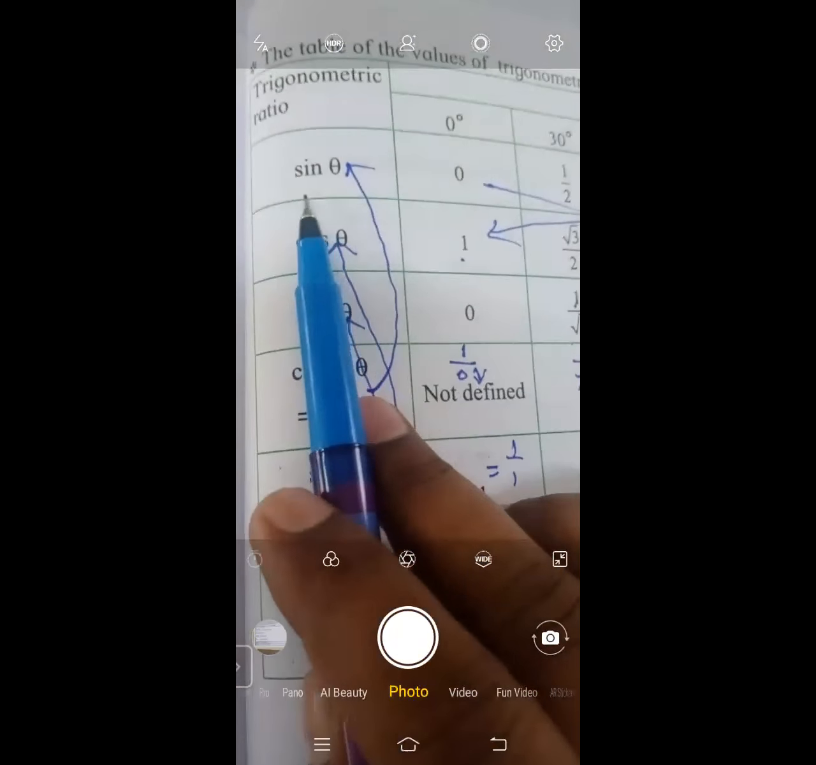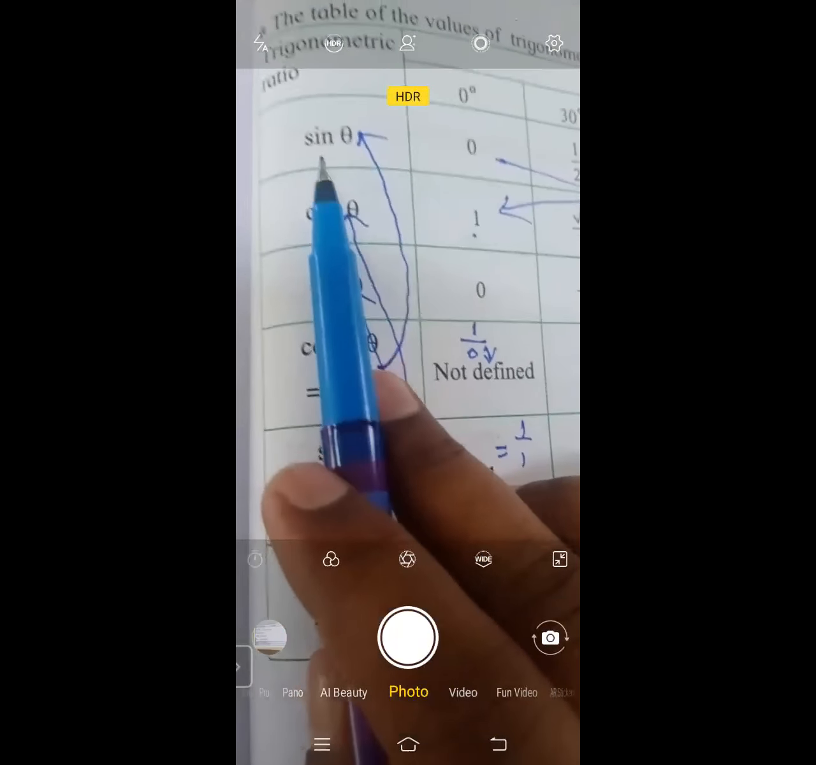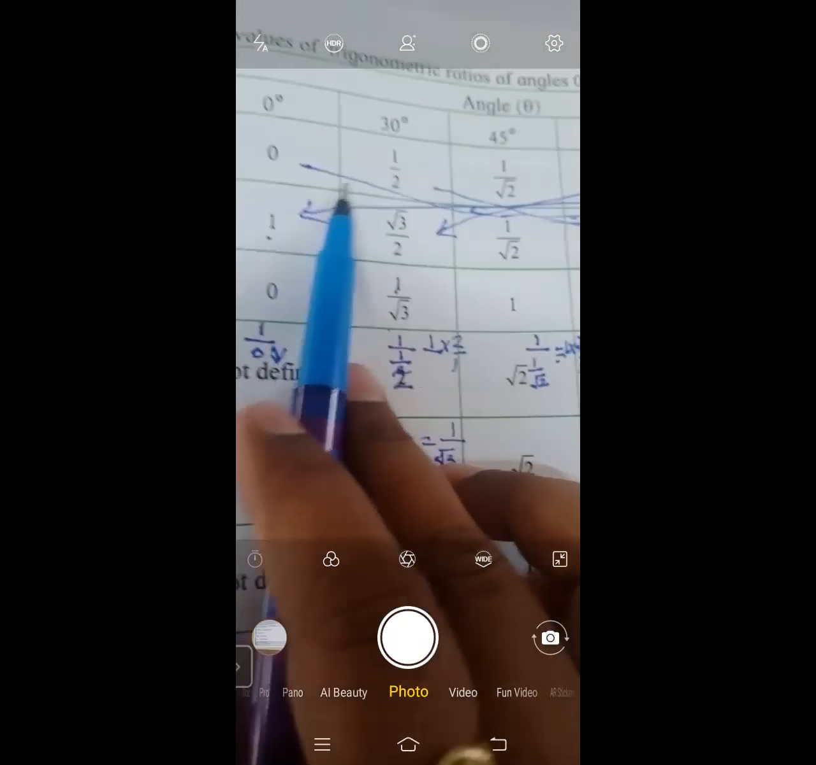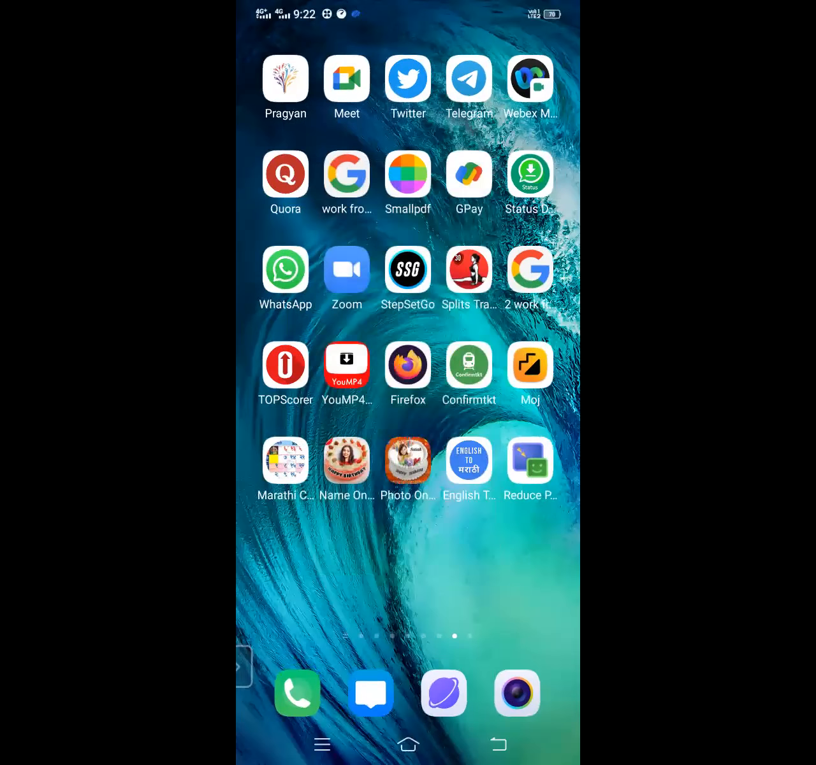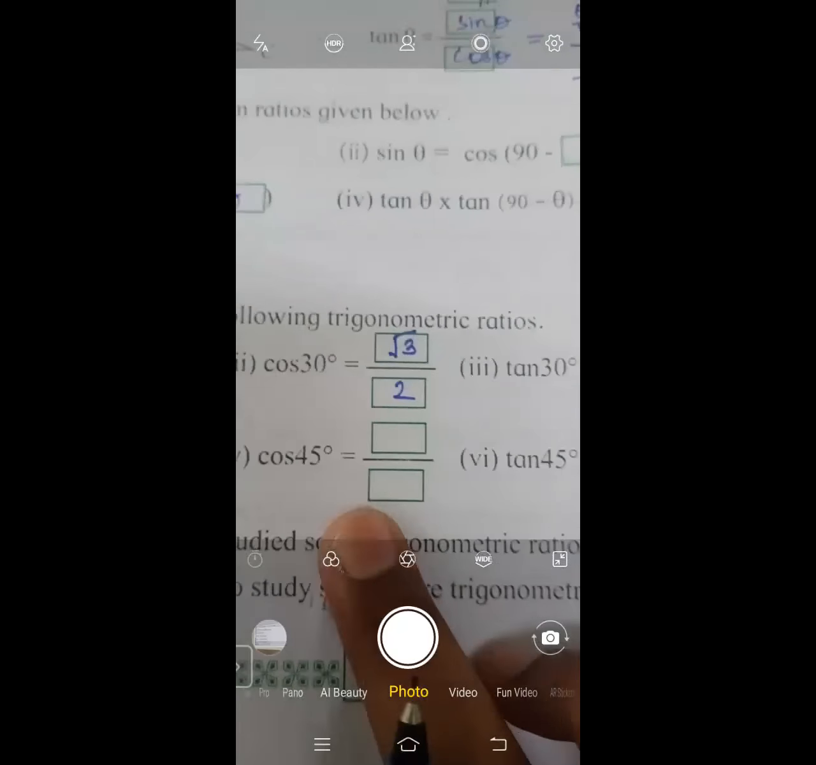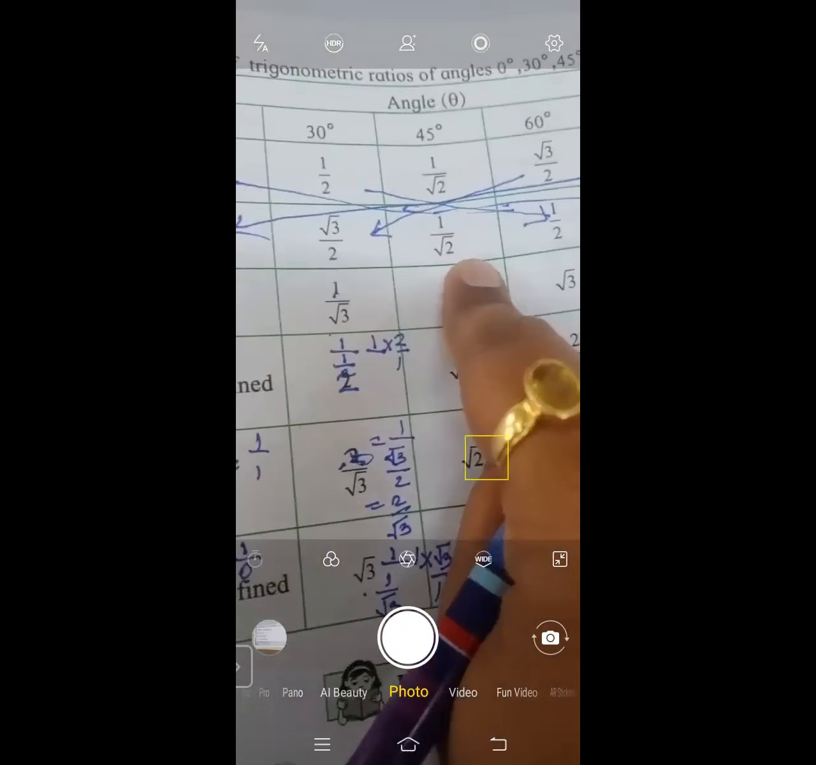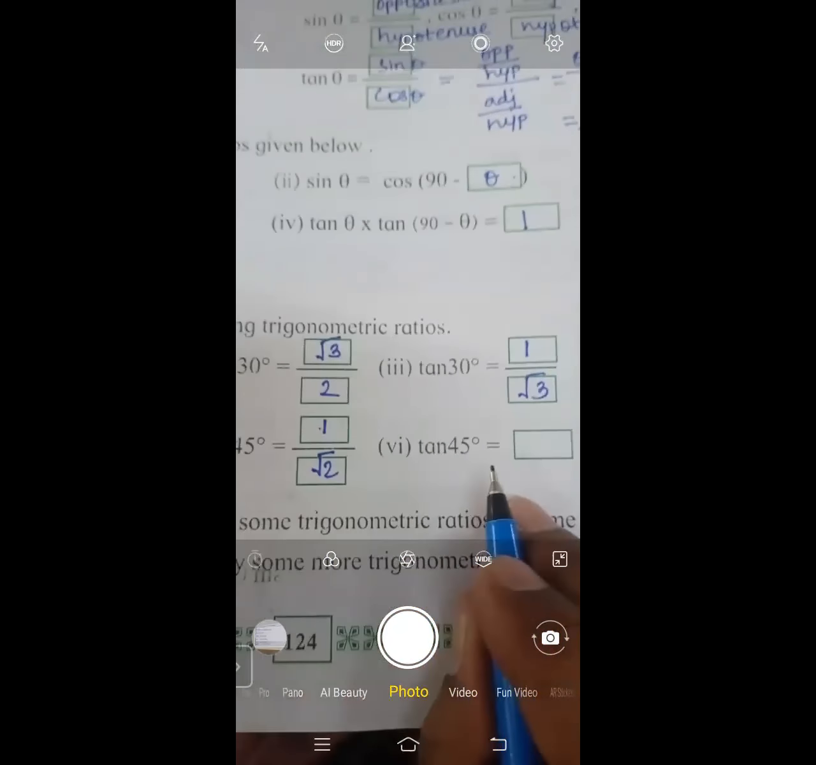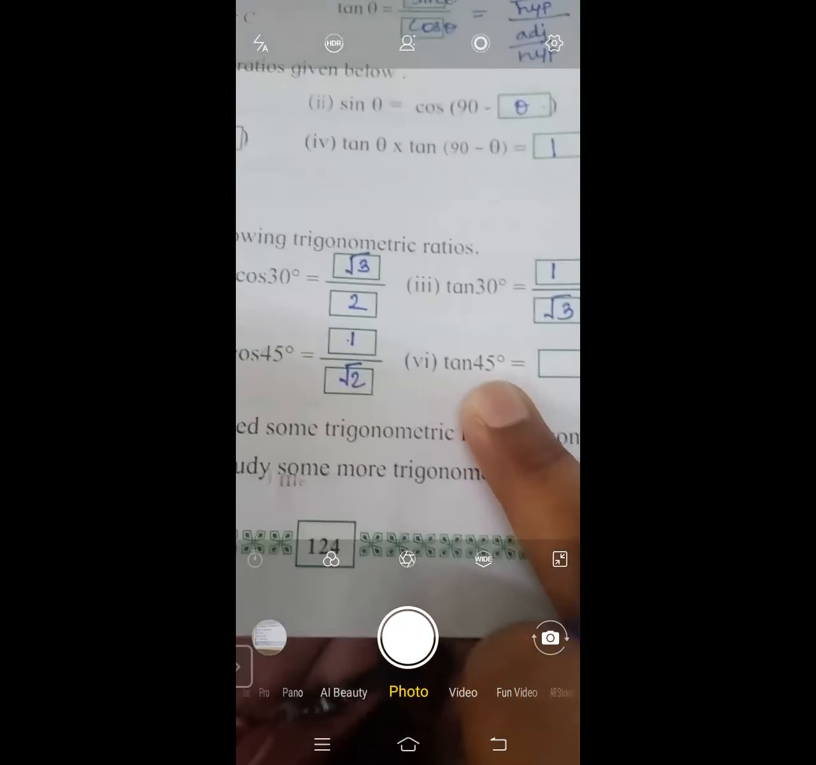Okay, again we will go for another value, which is sin 60 degrees. So we are at the table and we are in the row headed as sin. We will go till 60 degrees. It is root 3 upon 2. So just substitute the value root 3 upon 2. Cos 45 degrees. Okay, this is cos. We will go till 45 degrees. It is 1 upon root 2. Now, I can write this value by performing some operations.